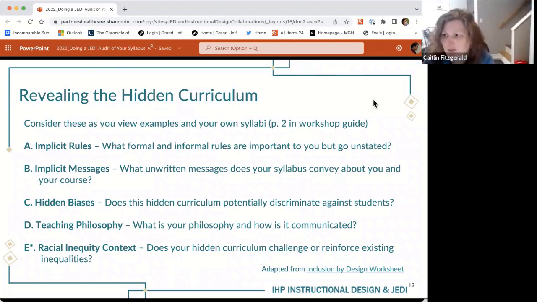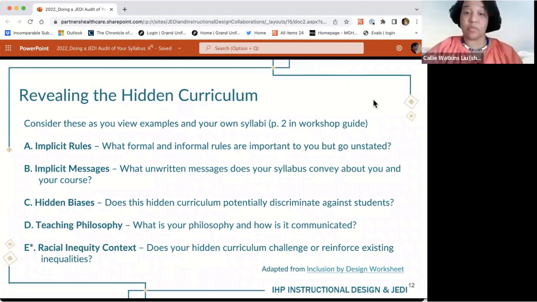Callie, can you repeat the end of what you said, because it kind of cut out a little bit? Yeah, thank you. I said, thinking about the implicit rules, so formal and informal rules that are really important for you but go unstated. So we can start generating any of those.